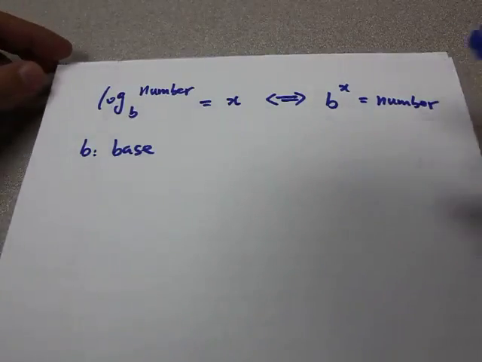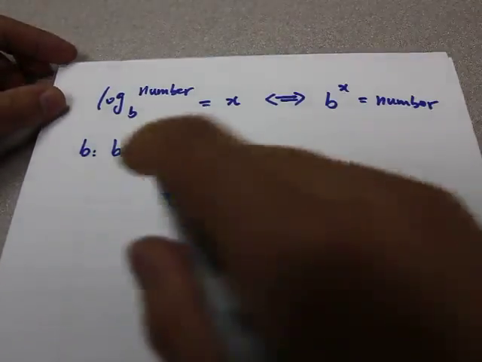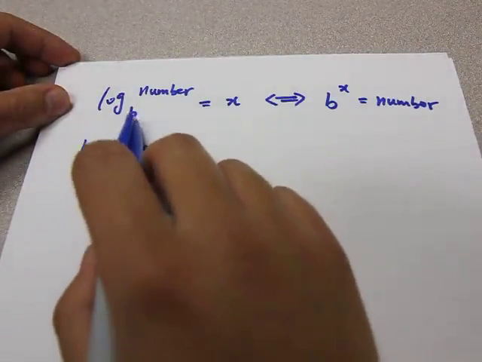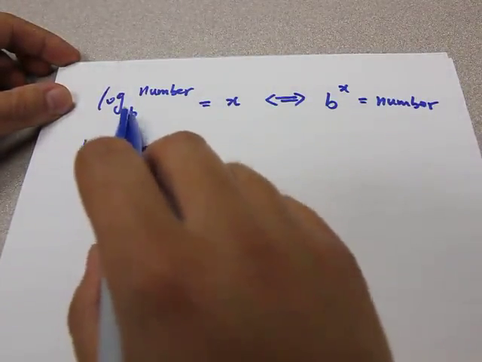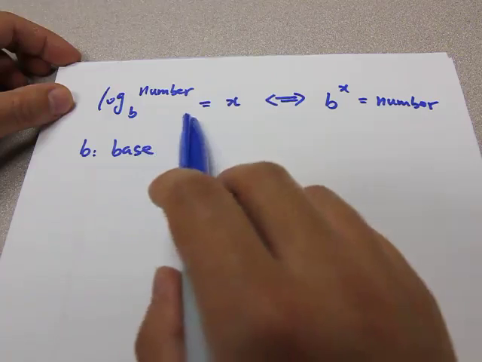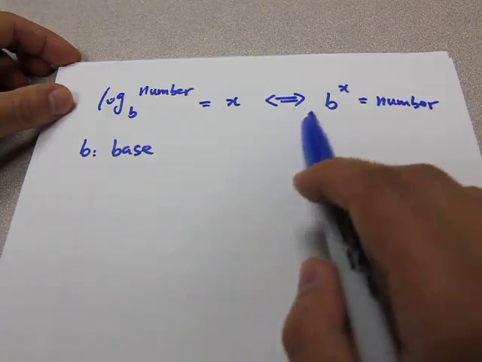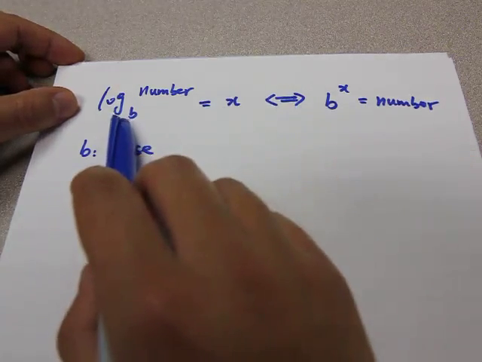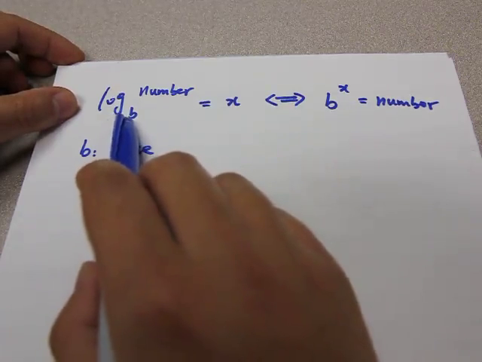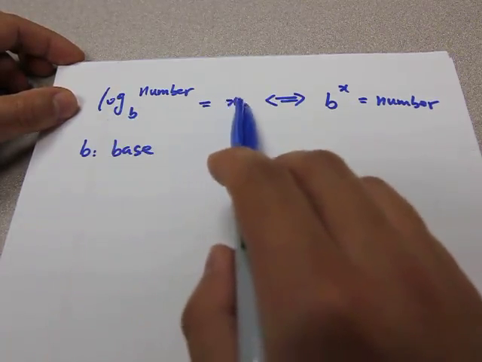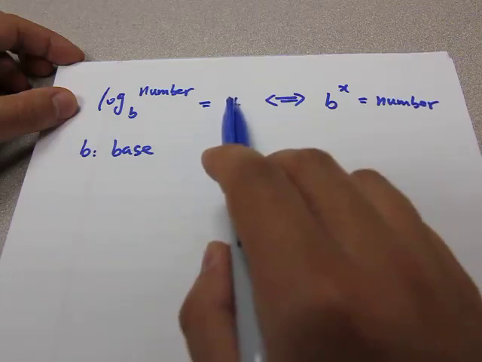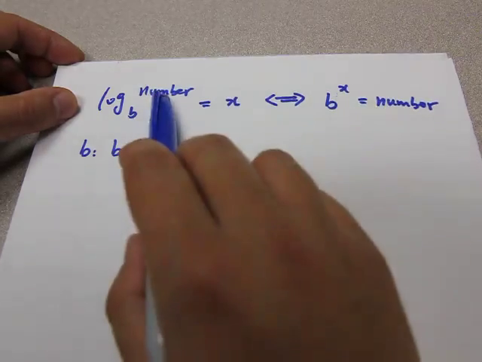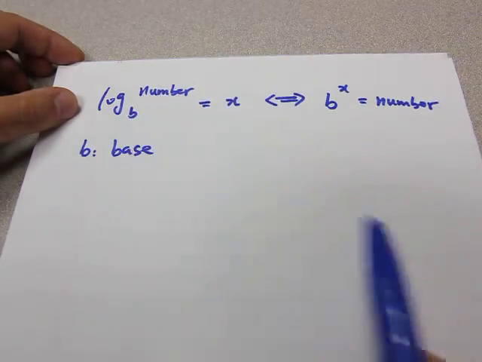Okay, in the previous video, we saw that to find the value of a logarithm, we can convert this logarithm into an exponent by raising the base to the power of x and letting this be equal to this number.